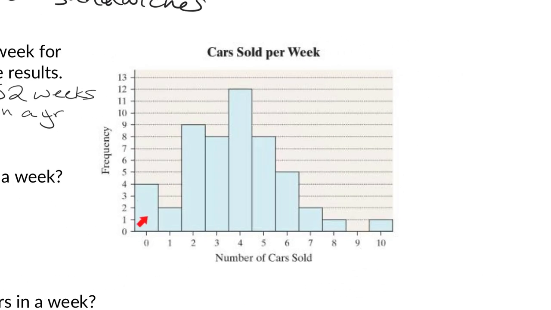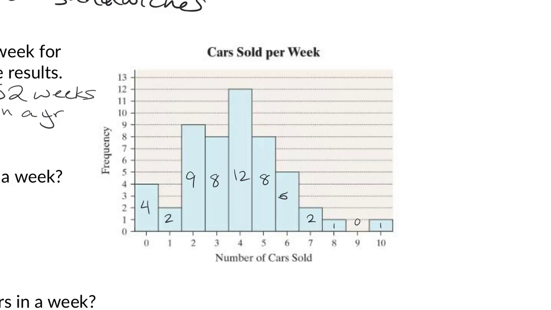How many weeks did he sell 0 cars? 4. How many weeks did he sell 1 car? Like, I know we can read this thing, but I just want to see the number for a second. How many weeks did he sell 2 cars? We go down the list. Next one's 8, next one's 12, next one's 8, and then 5, and then 2, and then 1, and then goose egg, that's a 0, and then 10 is 1.